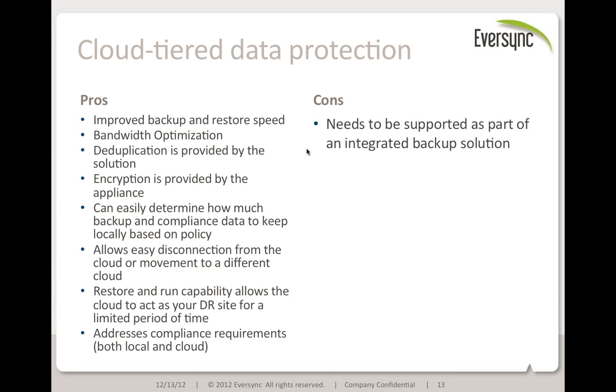And it has the same disadvantage of hybrid solutions, that it does need to be part of an integrated backup solution. You wouldn't necessarily use this in addition to existing backup software. It would typically replace it, because integration with the cloud is part of the total solution.